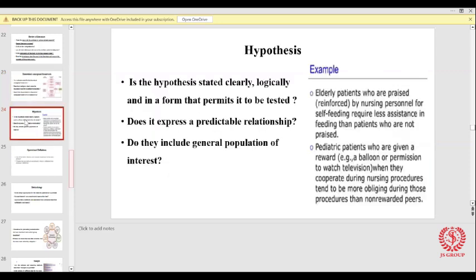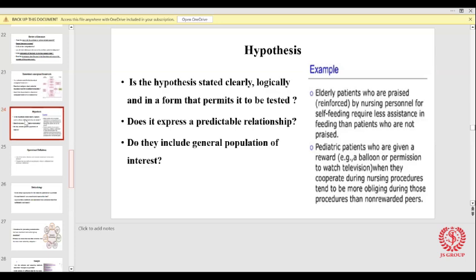Hypothesis. Is the hypothesis stated clearly? Already I told, we all know that a hypothesis is a statement of tentative prediction of the relationship between two or more variables. So what we have to check while stating the hypothesis is whether the researcher stated the hypothesis clearly, logically, in a form that permits it to be tested. Does it express a predictable relationship? Does it include a general population of interest?